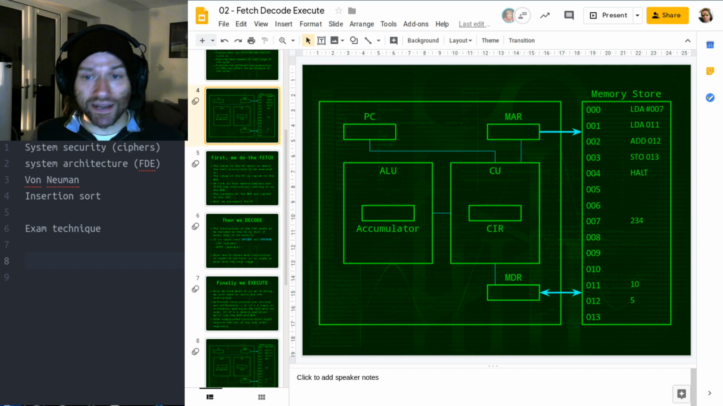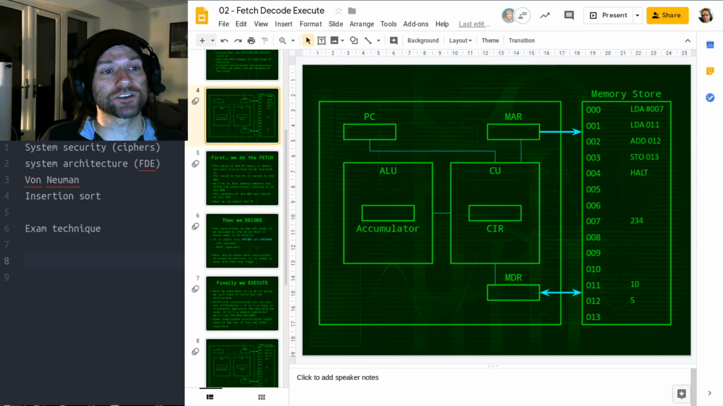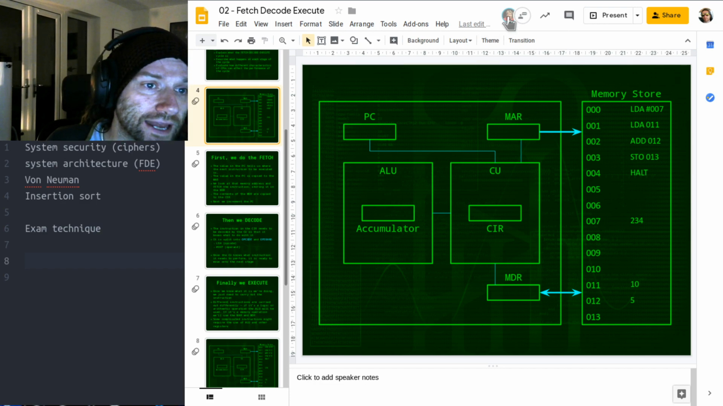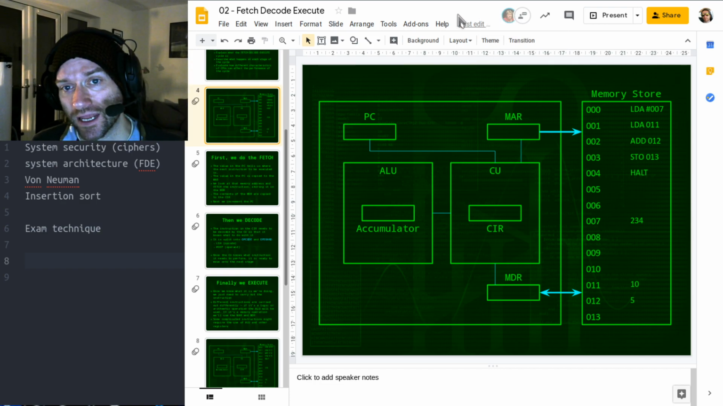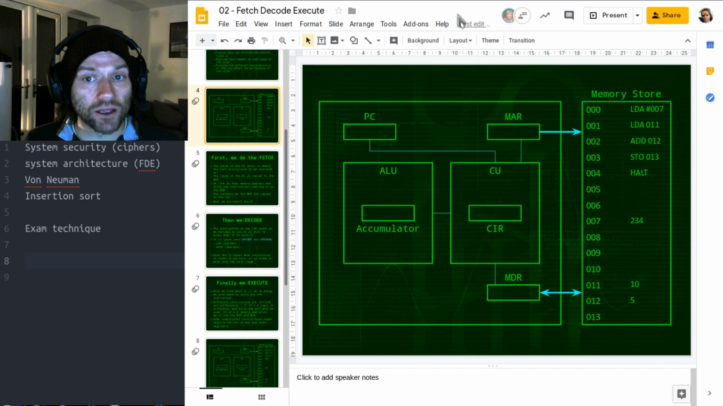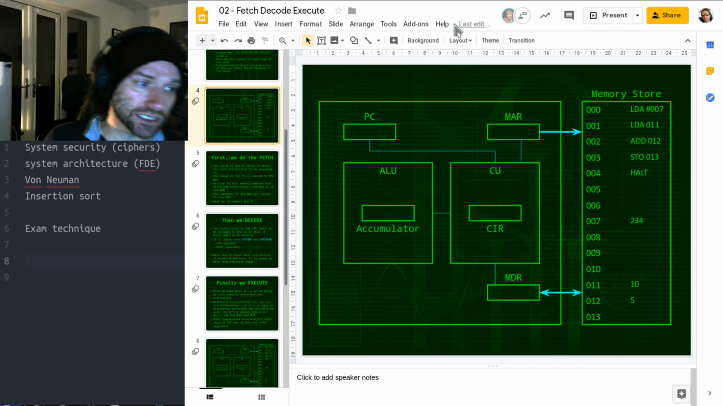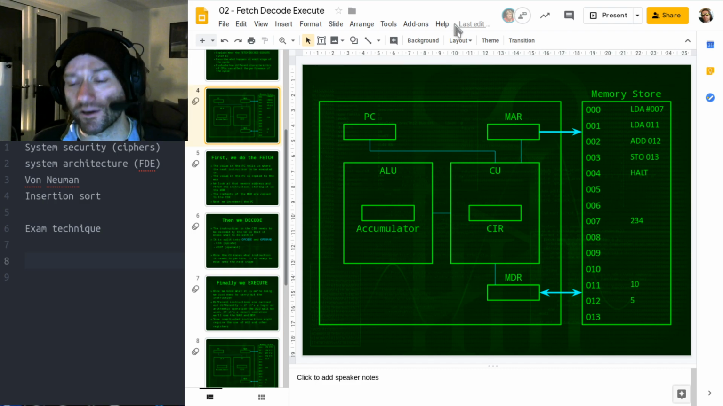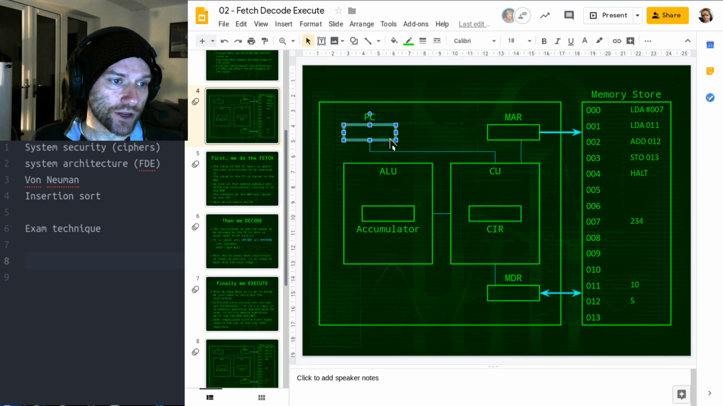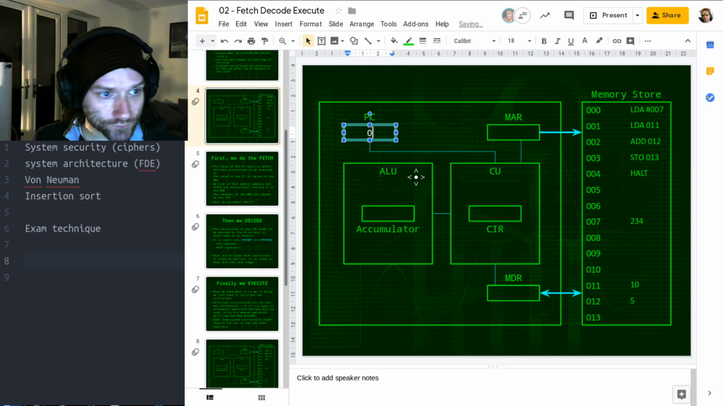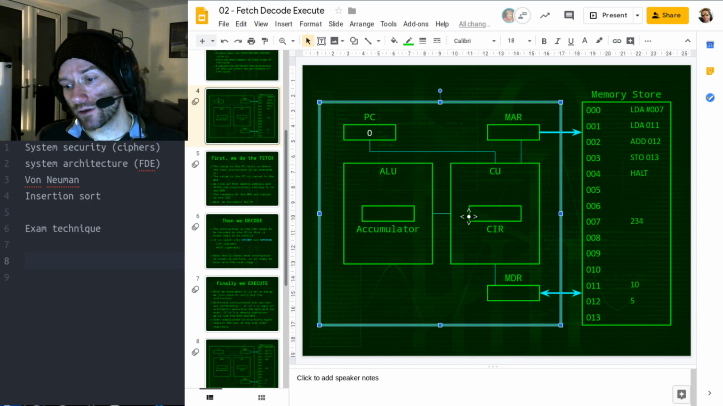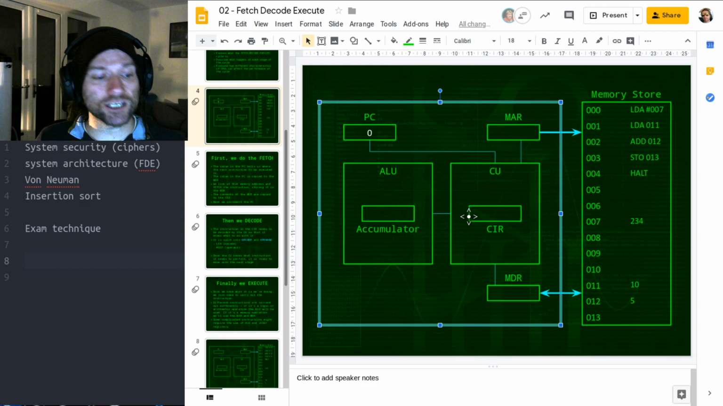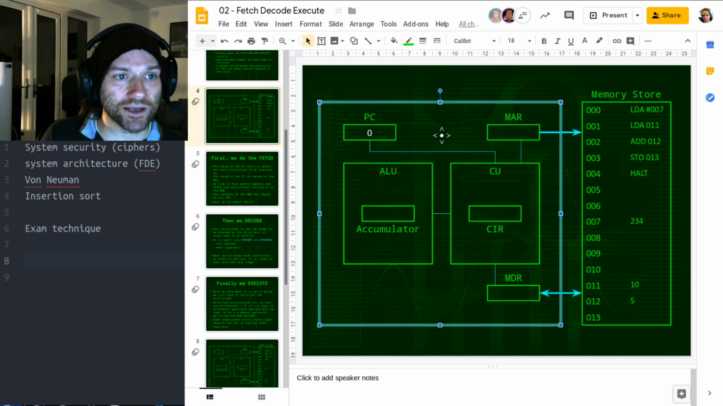Now, if you can't remember what all of this stuff stands for, don't panic. You don't have to panic if you can't remember what this stuff stands for. But you do need to know what it actually does. You need to know the fetch, decode, execute cycle. You need to know how that works. When you first turn on the computer, all of the registers are effectively empty. The PC is set to 0, everything else is empty.